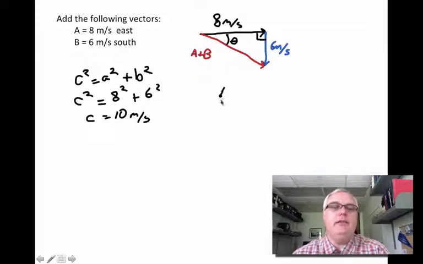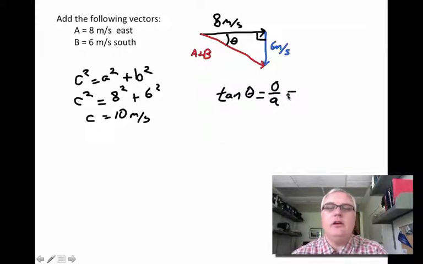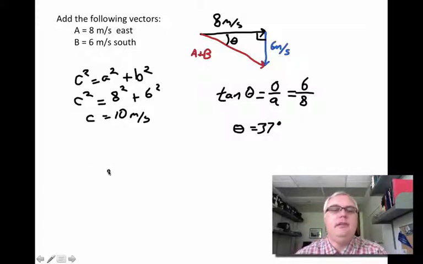And I can use a basic trig identity like our tangent to find that angle. And we know that tan of theta is always going to be the opposite over the adjacent. So in this case, the opposite side of this angle, opposite being the 6 meters per second, over the adjacent side, which is going to be the 8 meters per second. And when we put that into our calculator and do the inverse tan, we find that that angle is 37 degrees.